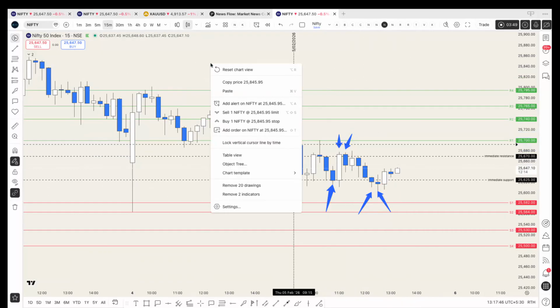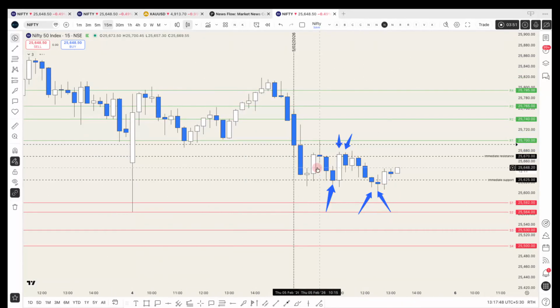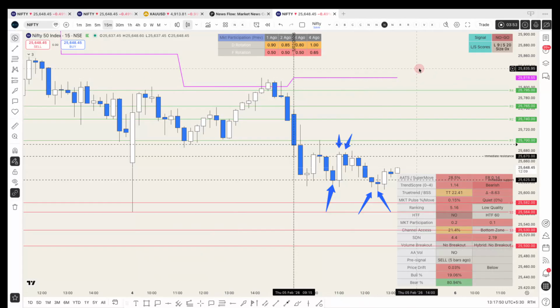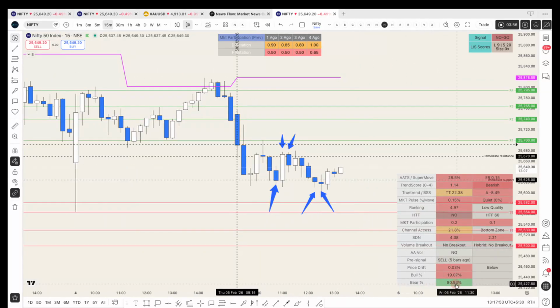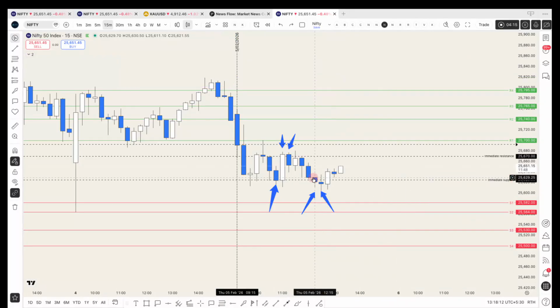Second reason, if I talk about our dashboard, I'll just give you a quick synopsis of our dashboard here. So here, see, the bear percentage is 80%, the bull percentage is 19%. And if you see that there is no proper buying signal, there is no proper selling signal here, there is no proper market participation here. So lot of things are going on, which is making this a non-tradable moment right now.